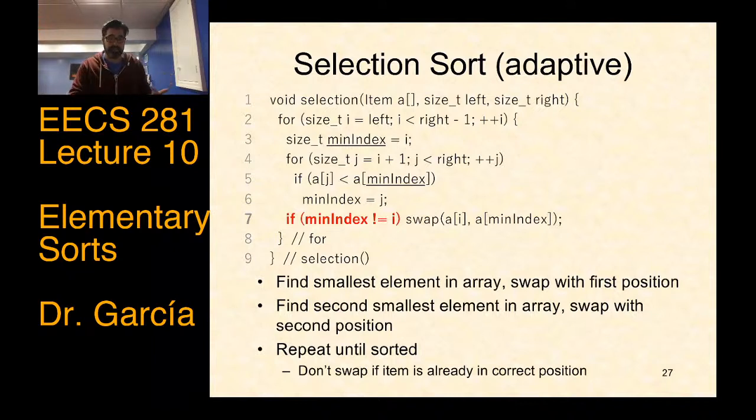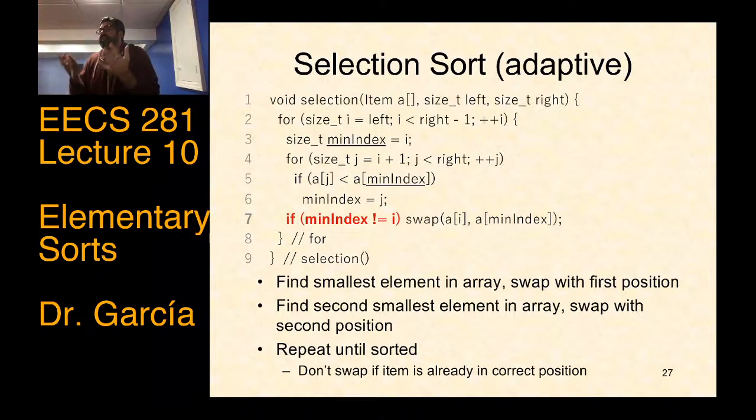Simple thing. Basically, you just check whether the min index that you're searching for is different than the index of the item that you're looking at, right? And all this is saying is don't swap if the item is already in the correct position. So what this means is, by chance, if the element happens to be in its correct position relative to the rest of the array, then I don't need to do that swap because it's already there.